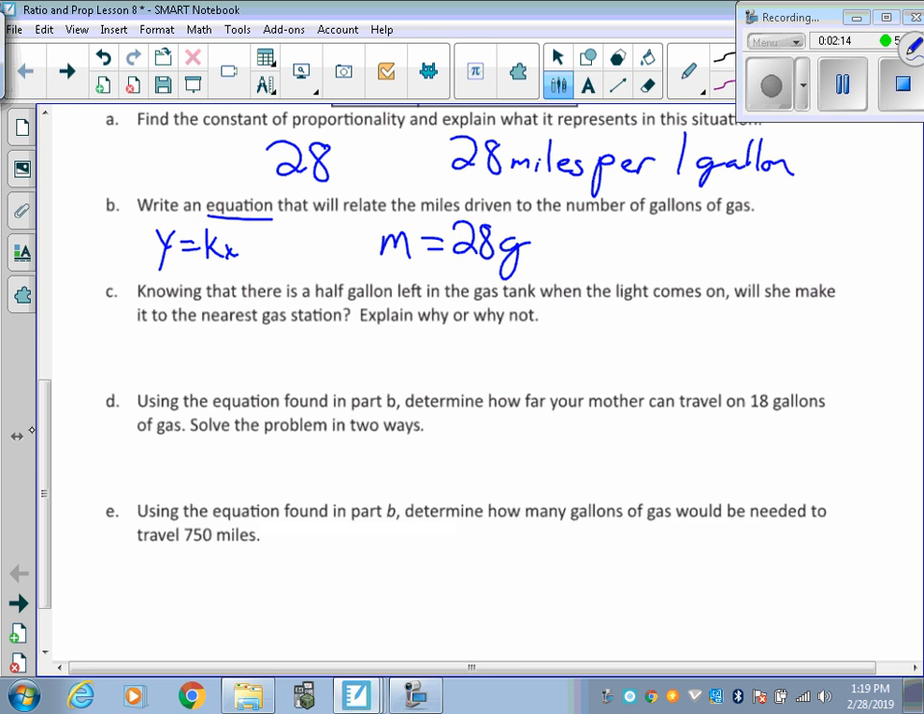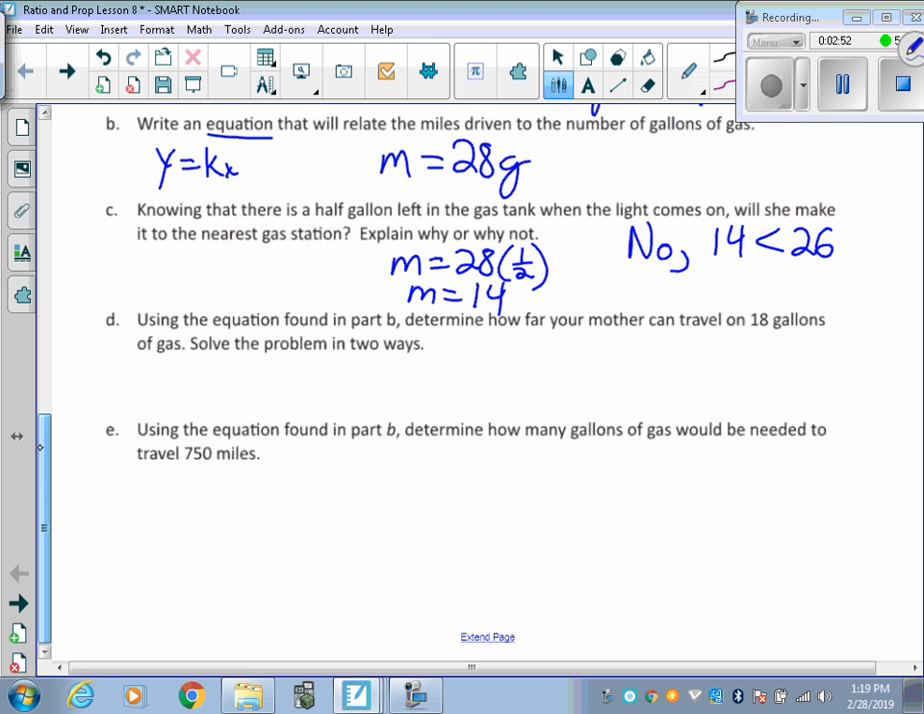Next, knowing that there's a half gallon left, how would we get that? So when we plug this in, there's a half gallon left. So we have M equals 28, and instead of gallons, we're going to put in a half of a gallon. So what is half of 28? The answer is 14. So, using that equation, will she be able to make it to the nearest gas station? And the answer is no, because 14 is less than the 26 miles to the nearest gas station. So therefore, the answer is no on that.